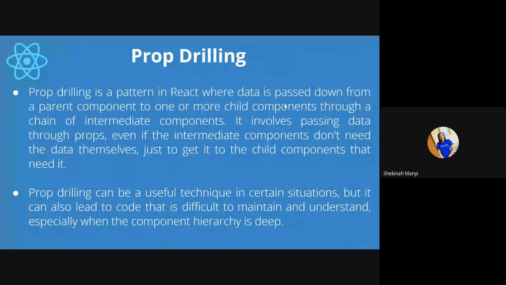So what's prop drilling? Prop drilling is a pattern in React where data is passed from a parent component to one or more child components through a chain of intermediate components. So it involves passing data through props, and even if the intermediate components don't need the data themselves, you just get the child components that need it. And prop drilling can be a useful technique in certain situations, but it can lead to code that is difficult to maintain and understand, especially when the component hierarchy is deep.